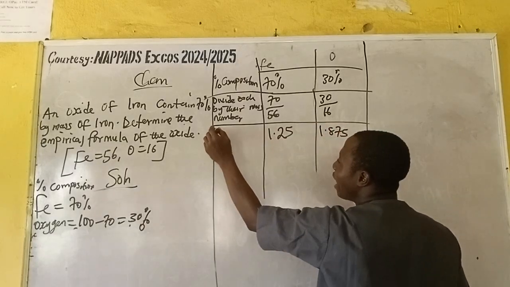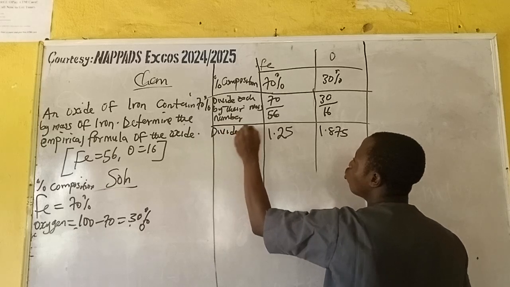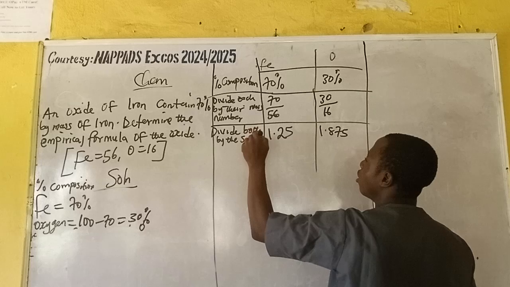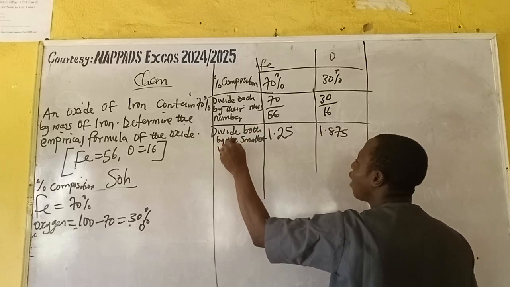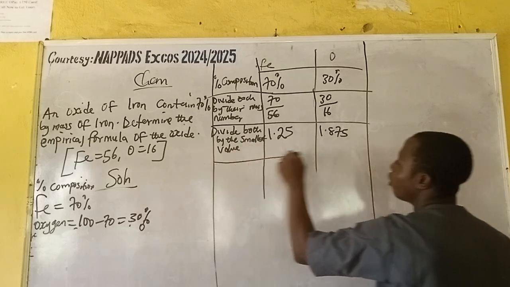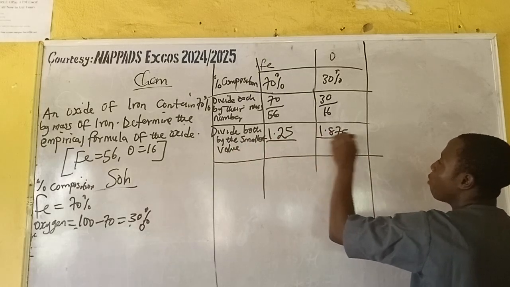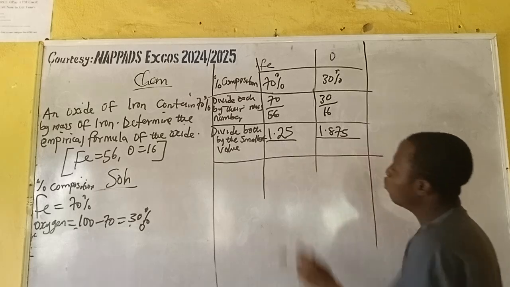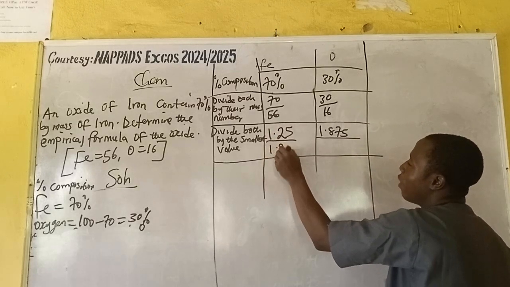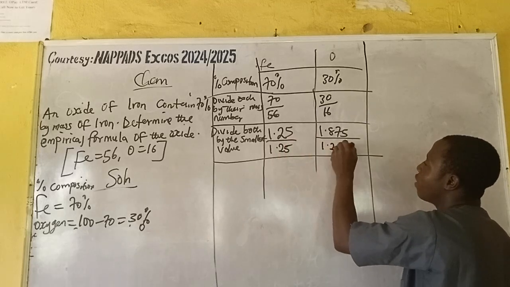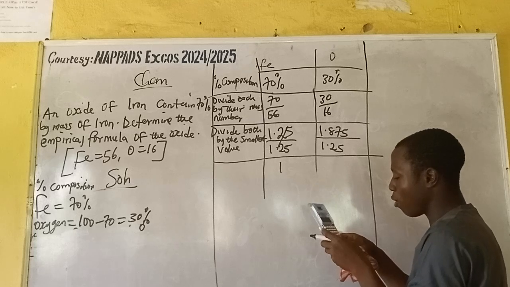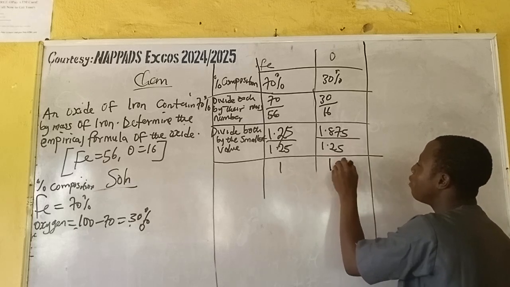The next step is to divide both by the smaller value. For any empirical formula, use this logic. Don't stress yourself. Forget any grammar you see in books. Between 1.25 and 1.87, which one is the smallest? 1.25. That is what we are dividing both by. Dividing by this will give you 1. And 1.87 divided by 1.25 is going to give me 1.5.